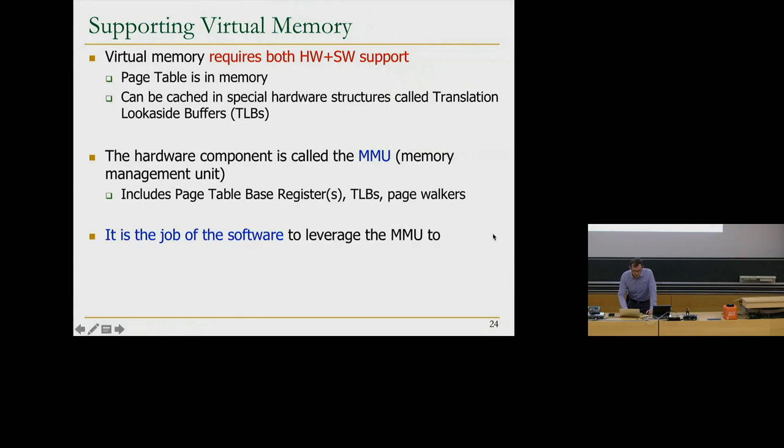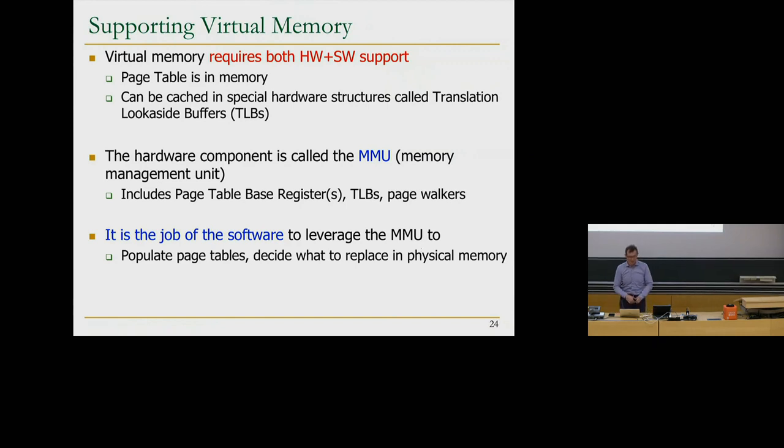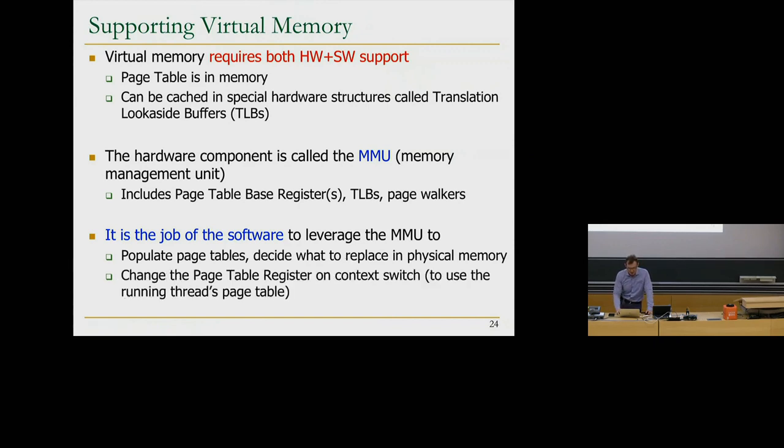Okay, so it's the job of the software to leverage the memory management unit to do many things: populate the page tables, decide what to replace or what to place in physical memory. We're going to see examples of this also. Change the page table register on a context switch. Assume that you have a single context in your machine, a single thread, you have a single page table base register that points to the beginning of the page table of that process.